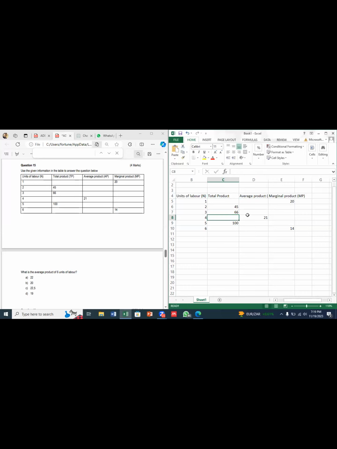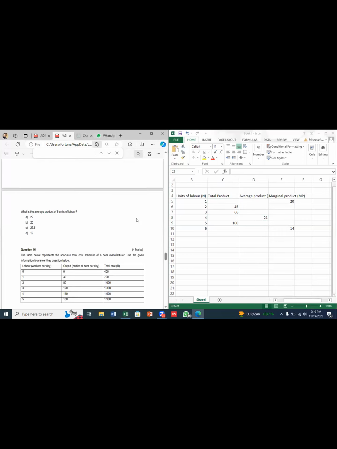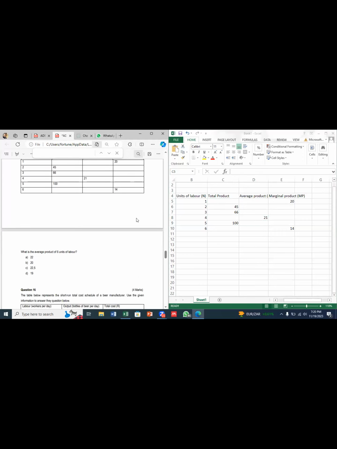Without wasting much time, I think let's try to complete this one. All right, so this one we've been given, it's now in terms of productivity. The one that we were dealing with was in terms of revenue, and this one is in terms of productivity. The other ones deal with costs. I believe we are not going to be looking at them in this.